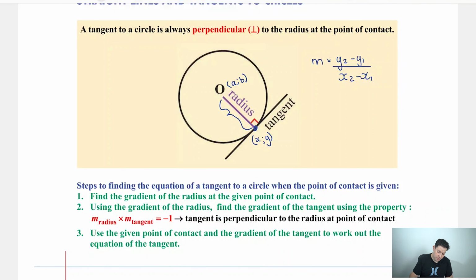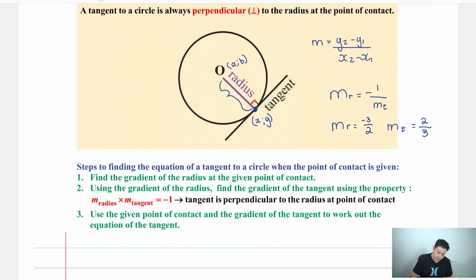Once we've got that, we also know that perpendicular lines' gradients, when we multiply them together, are equal to minus 1. Or we can write it as the gradient of the radius is equal to the negative reciprocal of the gradient of the tangent. So if the gradient of the radius was equal to minus 3 over 2, the gradient of the tangent would be equal to positive 2 over 3.